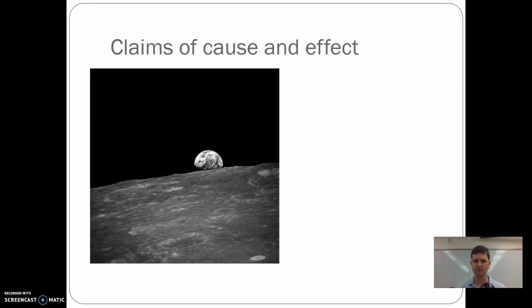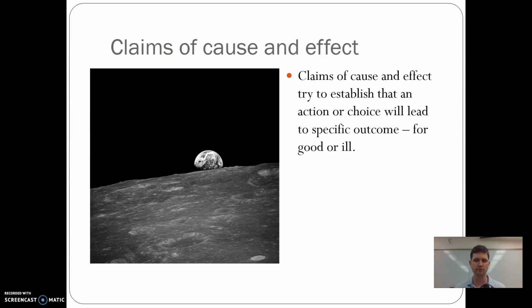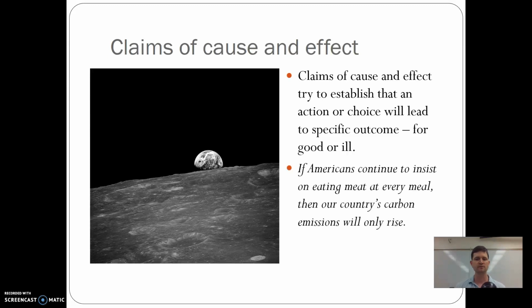So, claims of cause and effect. Claims of cause and effect try to establish that an action or choice will lead to some specific outcome, for good or for ill. You are looking at decisions that we're making now and thinking about where they're going to go in the future. So for example, this might make a claim of cause and effect. If Americans continue to insist on eating meat at every meal, then our country's carbon emissions will only rise. Here we're looking at an environmental issue and trying to connect everyday behavior with undesirable future effects.